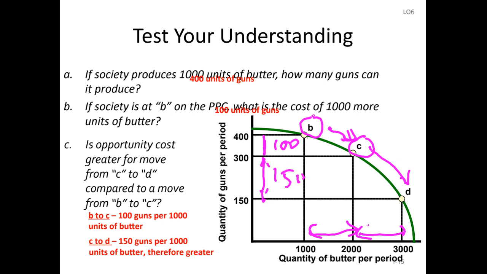Okay. So basically, as you keep producing more and more butter, the opportunity cost of producing these additional butter increases from 100 to 150. Okay. And because of this increasing opportunity cost, look at the shape of the production possibility frontier. It's like this. It's not a straight line. It's like this. Okay. So we have a specific name.